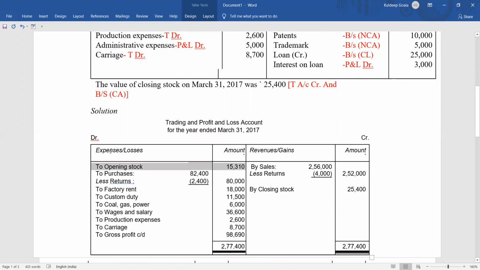Okay, you can even mention it like expenses and losses, or better you can mention here as particulars. Okay, this all depends. You can do it. So particulars. Okay, so "To opening stock" is done.